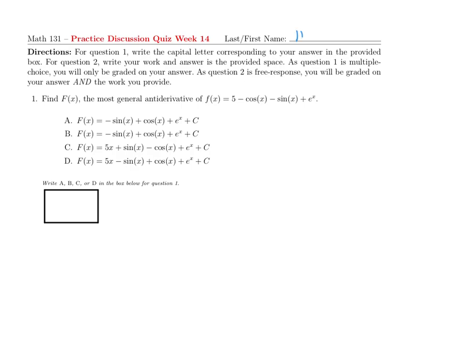Let's go over a couple of examples for this week's discussion quiz. In question 1, we'd like to find the most general antiderivative of f of x, which is 5 minus cosine x minus sine of x plus e to the x. We're going to call it capital F of x, and I'm just going to go through term by term and construct it from each piece.